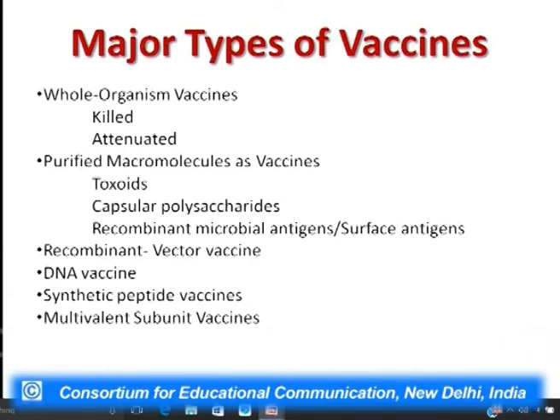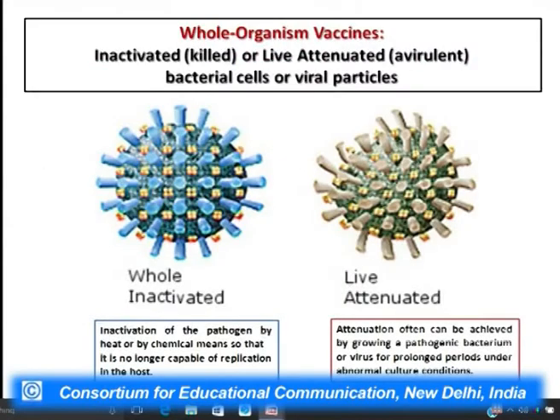There is a new class of vaccines called recombinant vector based vaccines, the DNA vaccines, the synthetic peptide vaccines, and the multivalent subunit vaccines. We will be discussing all these major types of vaccines in today's lecture. Now, coming to the first one, that is the whole organism vaccines.